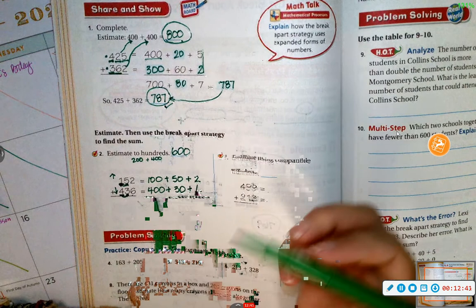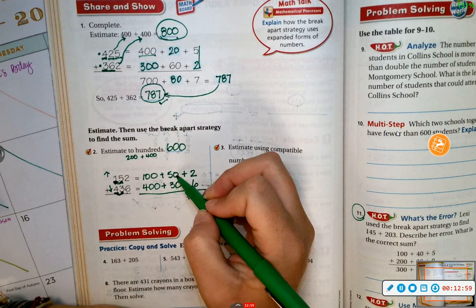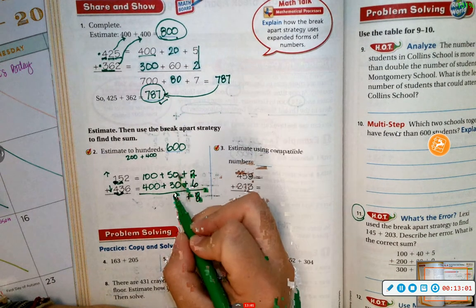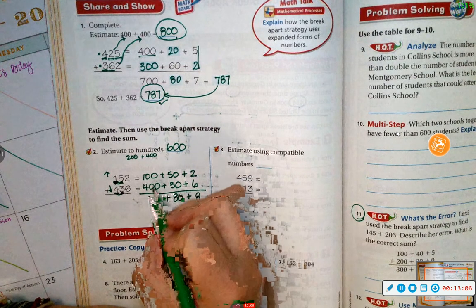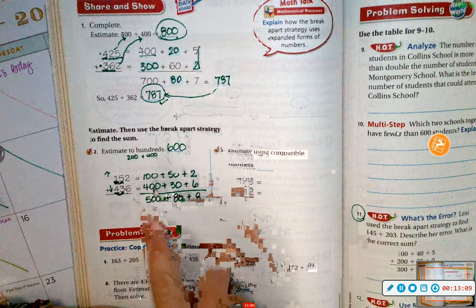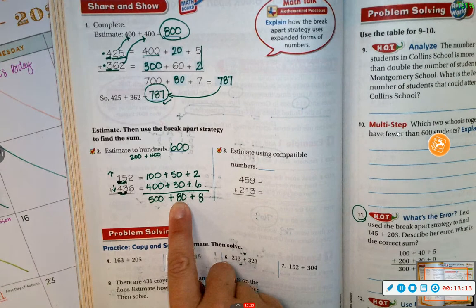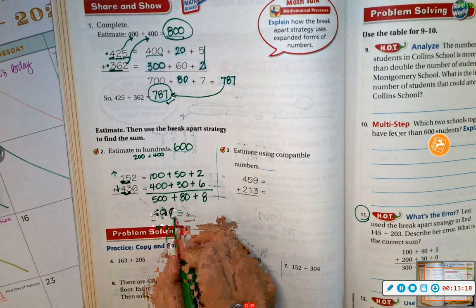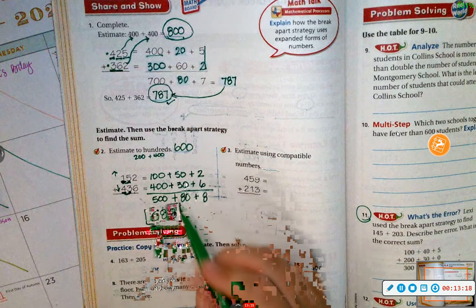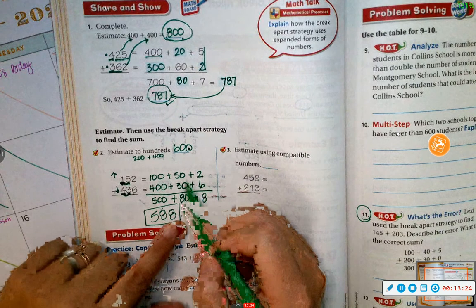Now you just add up each place. So 2 plus 6 first would be 8. 50 plus 30 would be 80. And then 100 plus 400, 500. Now we can add going across. 500 plus 80 is 580, plus 8 more, 588. Now real quickly we check to make sure that our estimate is close to our actual answer, and it is.